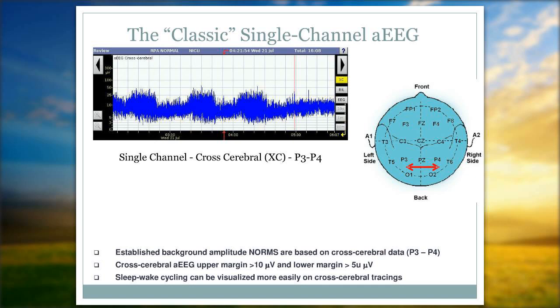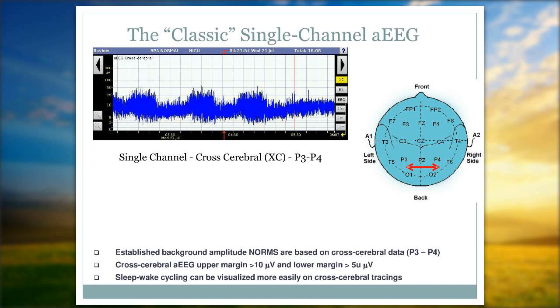Because this was the type of monitoring that was around since the 1960s, most of the early research on norms and expected values came from this single channel. So when in doubt, if you aren't quite sure what your tracing is, always begin with the cross-cerebral or the biparietal look, and then look at some of the other options that are available. When we're talking about what's normal, and of course the original research was mostly done on term babies as well, we're looking for an upper margin of the aEEG band to be above 10 and the lower margin to be above 5.